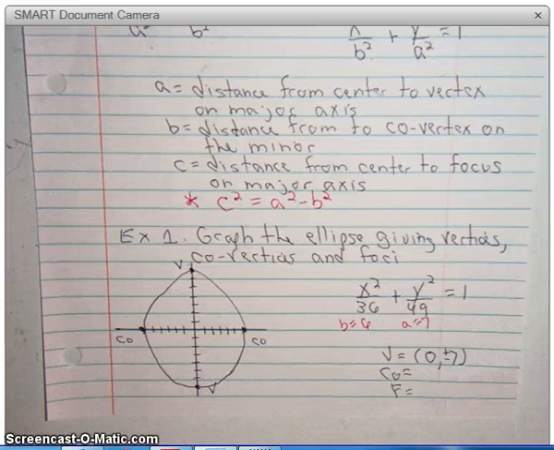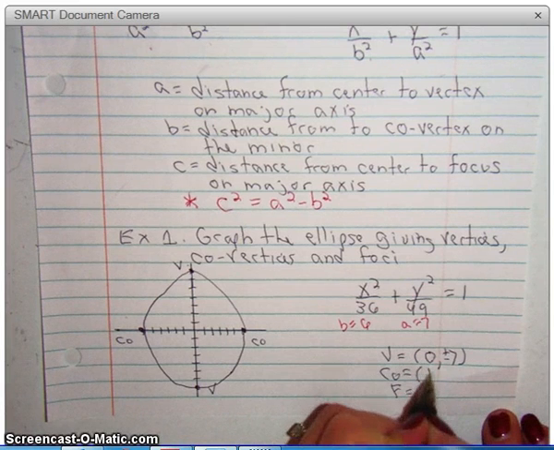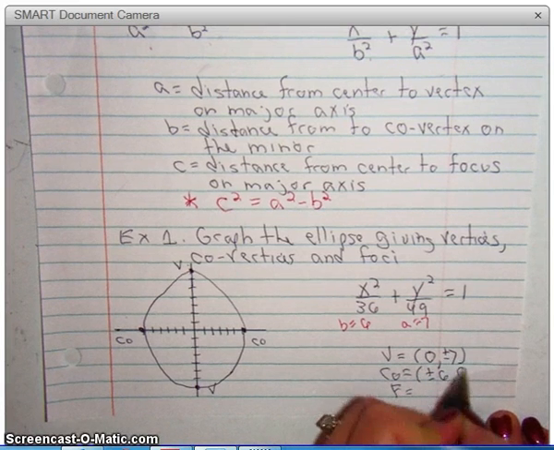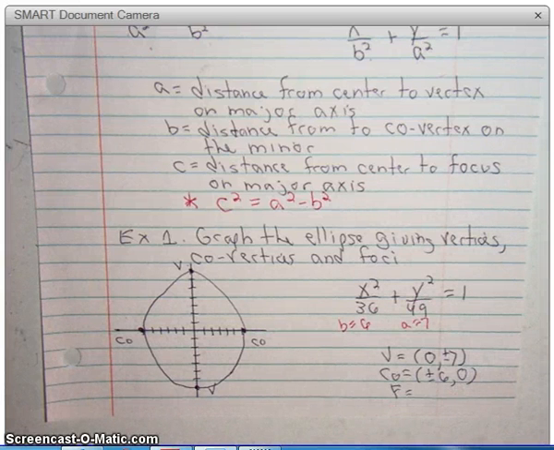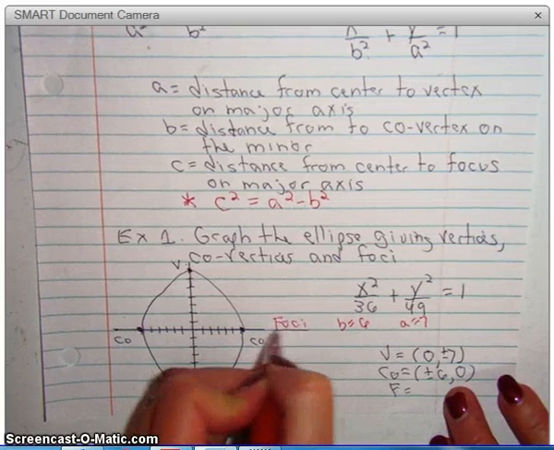Okay. Somebody else besides Leah have our covertices for us? Go ahead, Kayla. Would be plus or minus 6. And? 0. Very good. Okay. Now, foci. We did not figure out the foci yet. So we have to talk about how to figure out the foci.